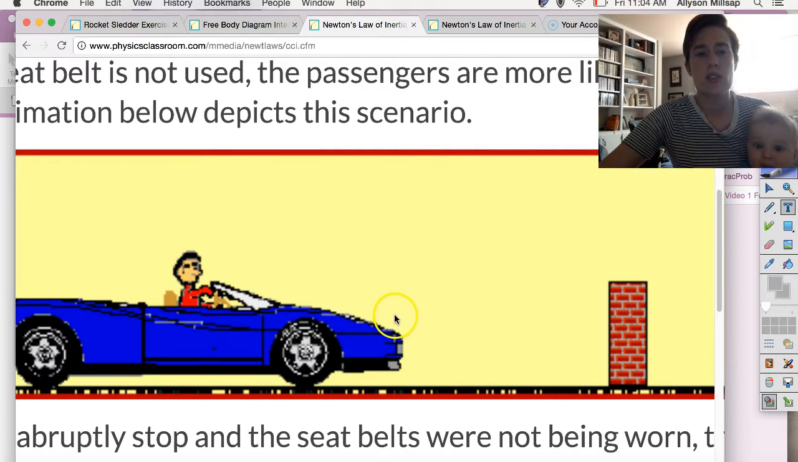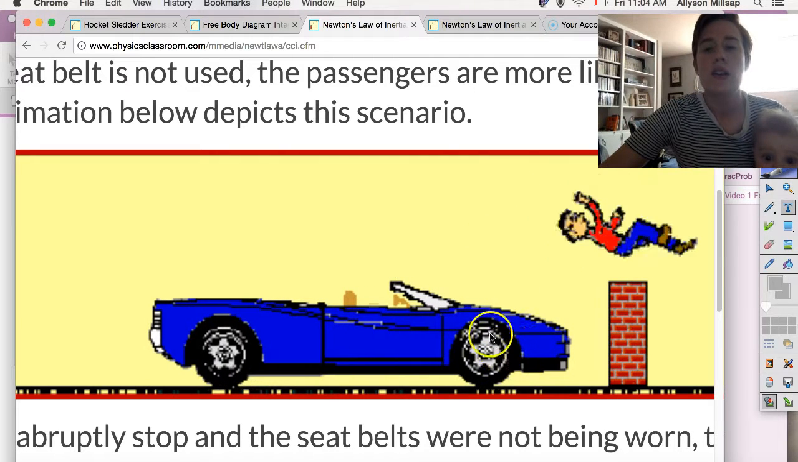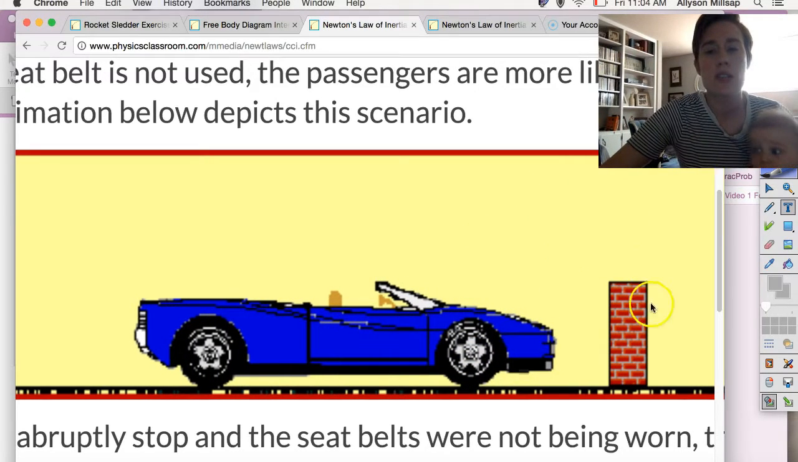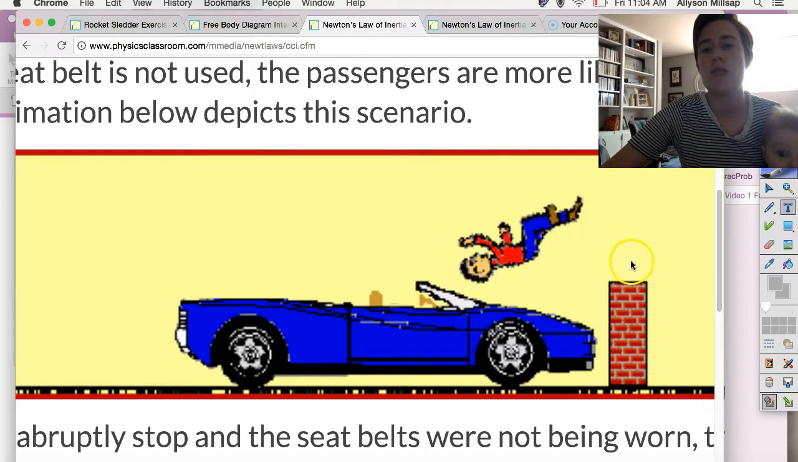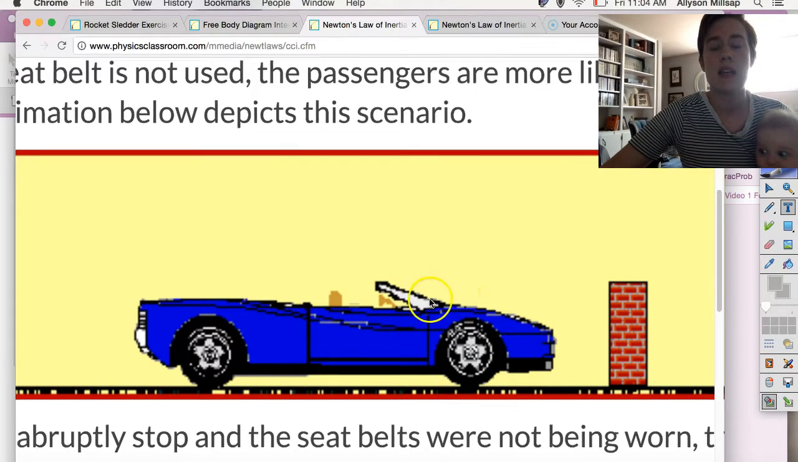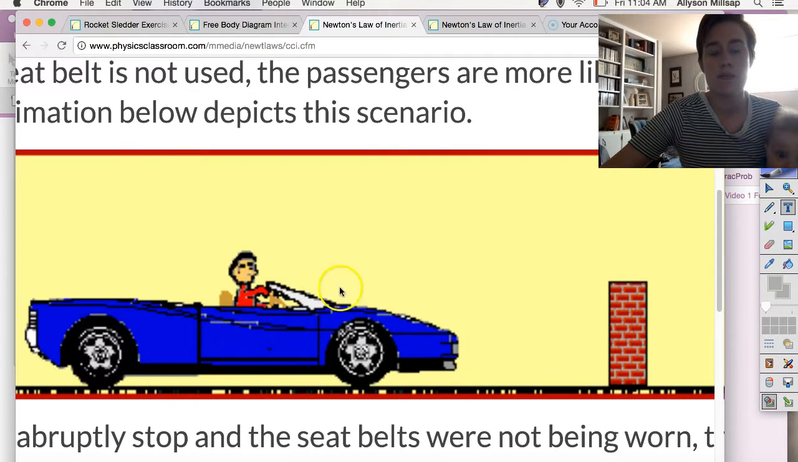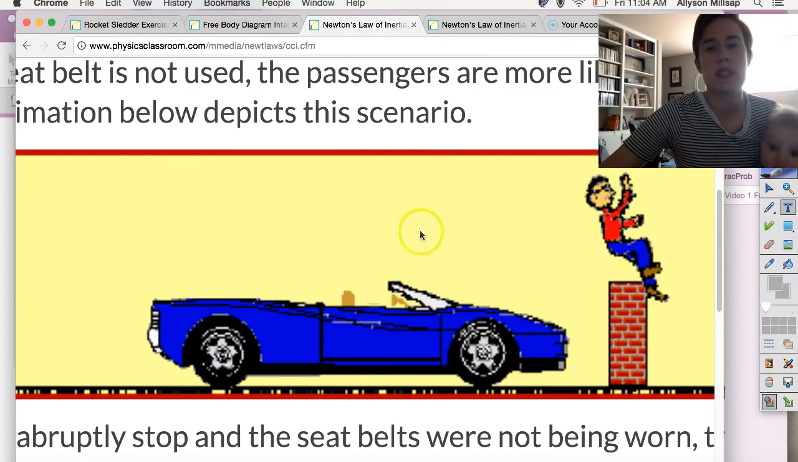Here's another example. Here's a person who's not wearing a seatbelt. The car crashes into the wall. So the car stops moving because the outside force, the wall, stopped the car. But the person continues moving because there's no outside force, there's no seatbelt keeping him in the car. So he's continuing in the same direction with the same speed.